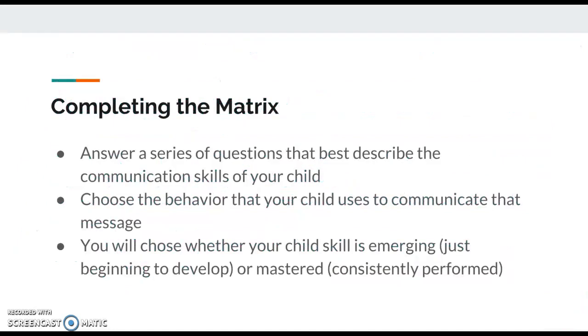When completing the matrix, you will be given a series of questions. You will then choose the answer that best describes the communication skills of your child. You will choose the behavior that your child uses to communicate that specific message. And you will choose whether your child's skill is emerging, just beginning to develop, or is mastered, which means it's consistently performed for the same message.